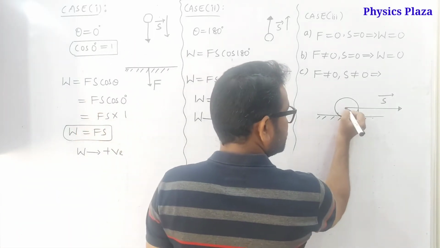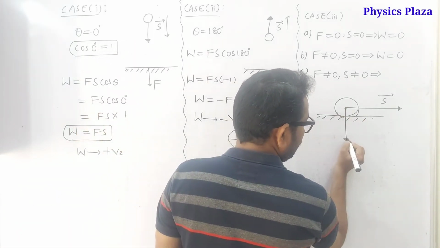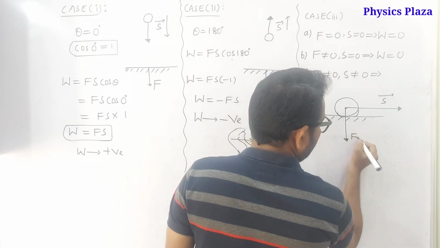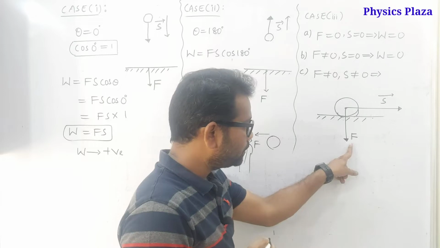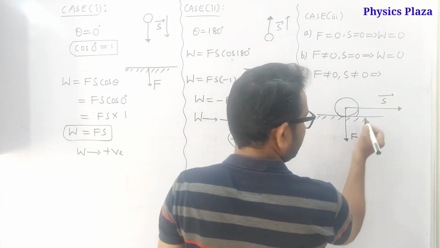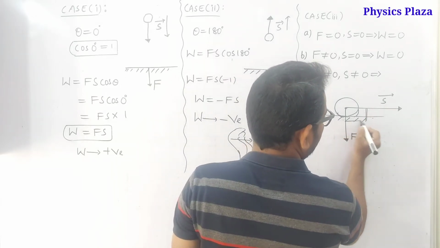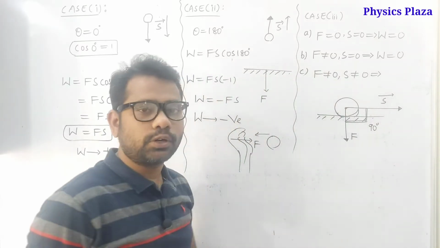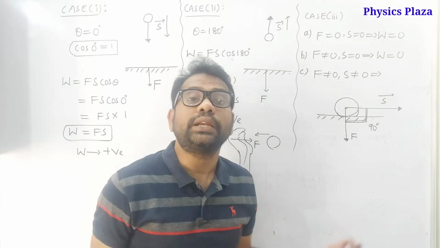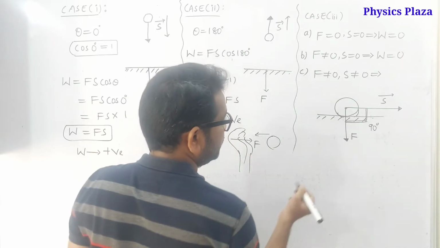On this, children, the force of gravity will still be acting vertically downward. The force is acting, the body is displaced. But children, what is the angle between force and displacement? It is 90 degrees. You may get one doubt: so what, sir, theta is 90 degrees? Let us think here.